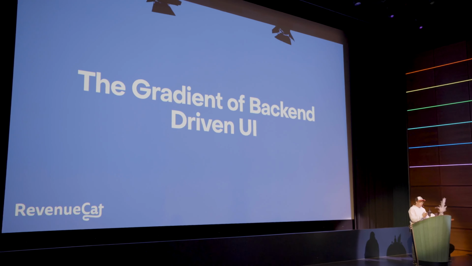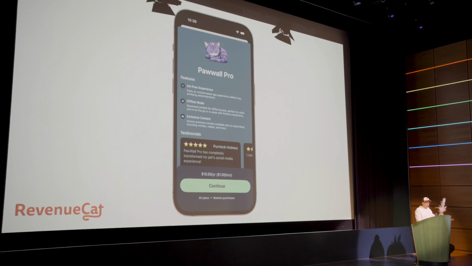So I want to talk about what I call the gradient of backend-driven UI. I'm pulling out here because if I went into very specifics, this would be a very boring talk. So I'm just trying to describe conceptually how you should think about doing backend-driven UI. If we look at an example, this is a standard paywall, right?